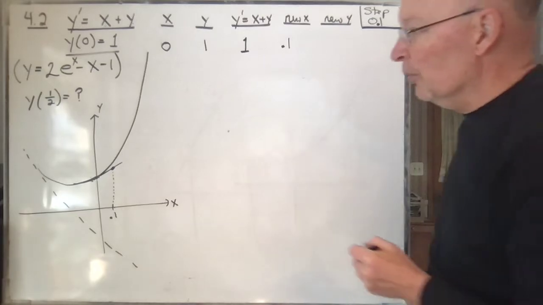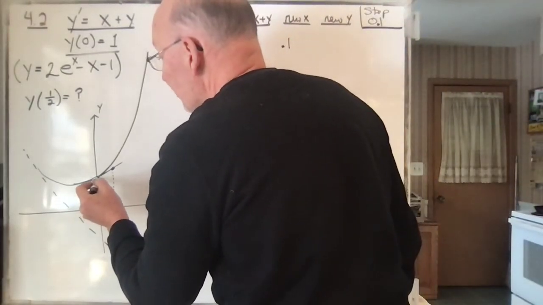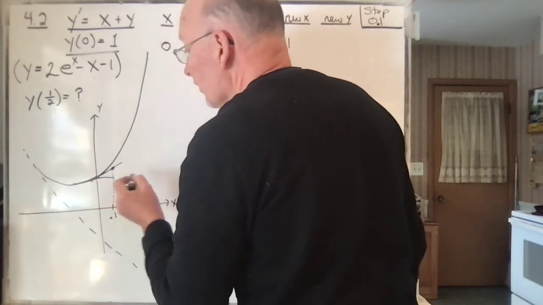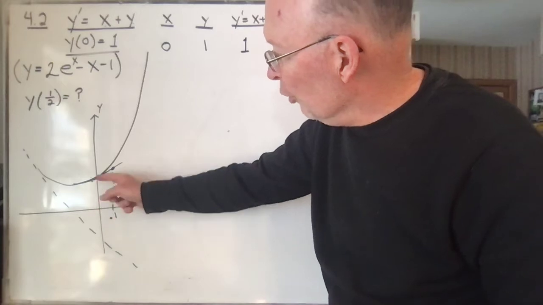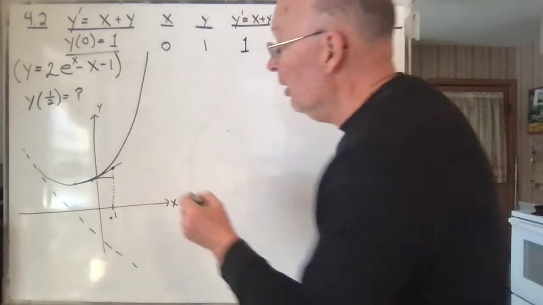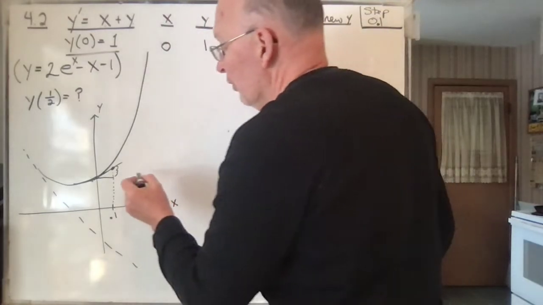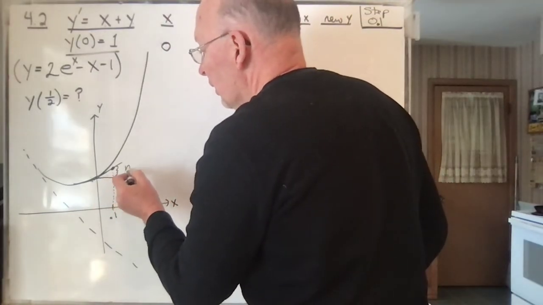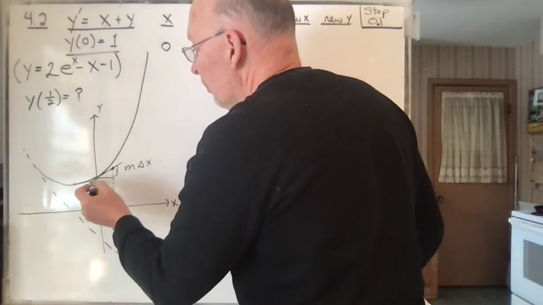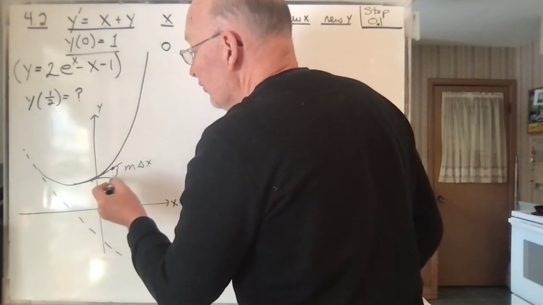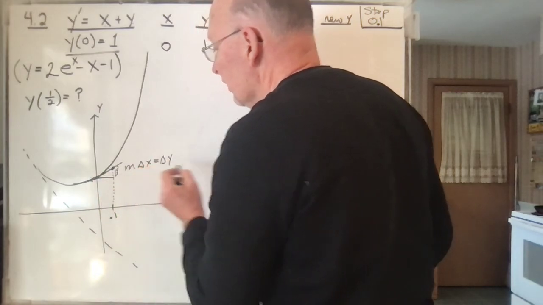Now is where we need to apply what I just taught you about slopes. What's going to be the new y value? Well, it's going to be the old y value, which is 1, plus this extra amount. And that extra amount is just the slope times the change in x, right? If I take the slope at this point right there times the change in x, that's going to give me the change in y. So there's the change in y right there.